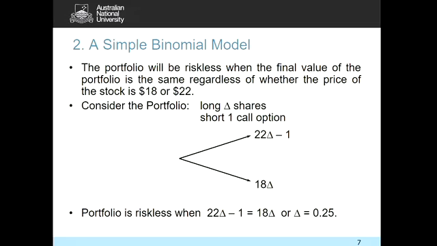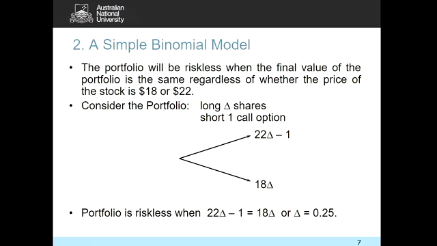Now, what's the value of my portfolio at the top? Well, it's the spot price of $22 multiplied by the number of shares I own, which is my triangle, my delta, minus a $1 payoff from the option. The person in the long position gets a $1 payoff. Because I'm short one call option, I'll make a $1 loss. If prices go down, then I get $18 multiplied by the number of shares I own.